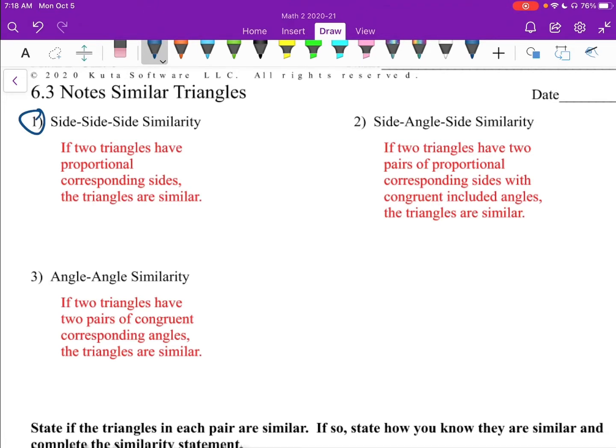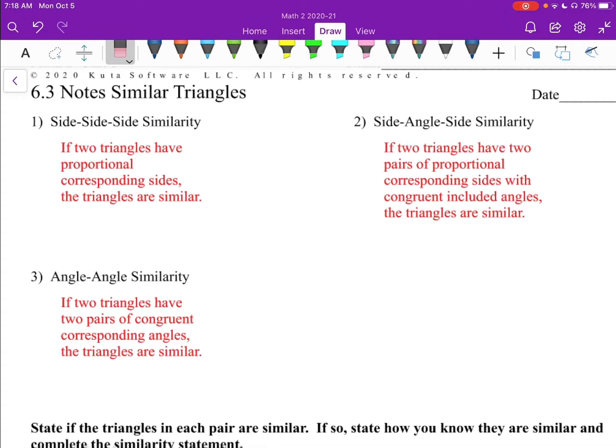So if you remember, whenever we talked about general similar shapes, not just triangles, but all similar shapes, we had to check the angles and the sides. This is telling us that for triangles, it's special. You could just check the sides. You don't have to know that the angles are proportional, or are congruent, rather.